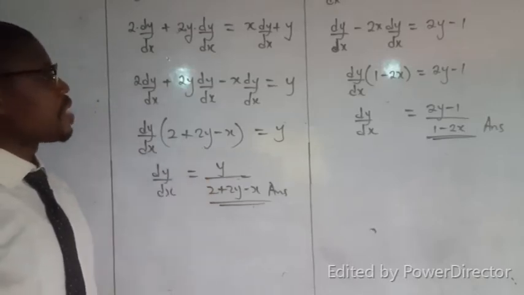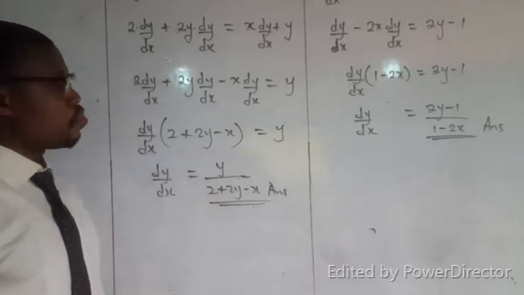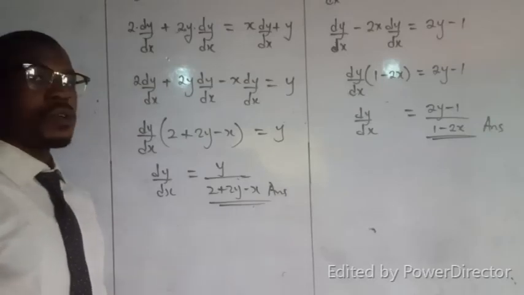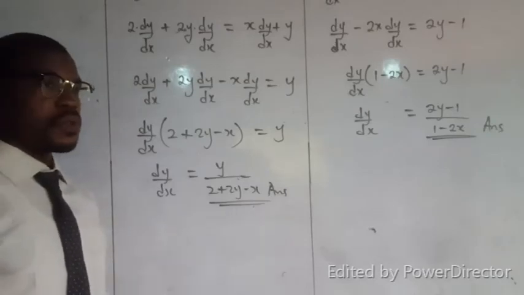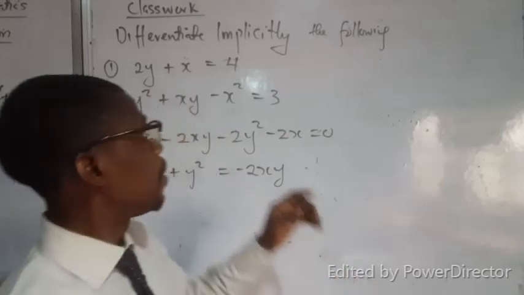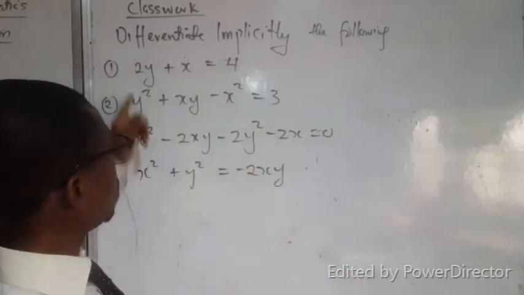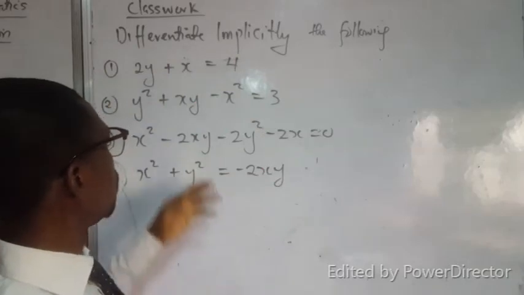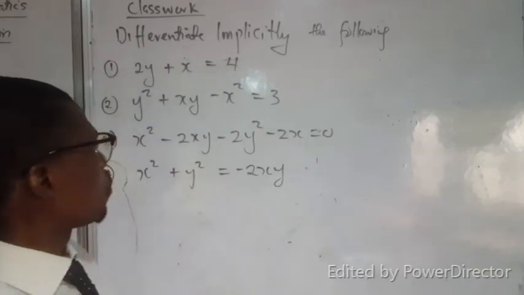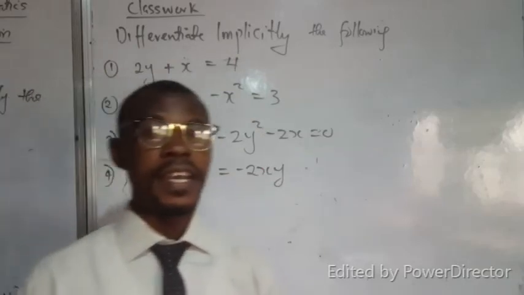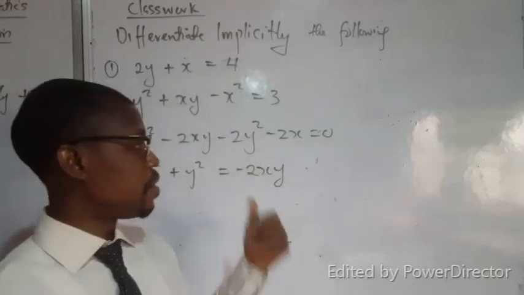With these 2 examples, I am sure you'll be able to approach a question if I send any to you. So I want you to attempt this question, differentiate implicitly the following. These are the 4 questions. With the example I solved earlier, you will be able to solve this question.